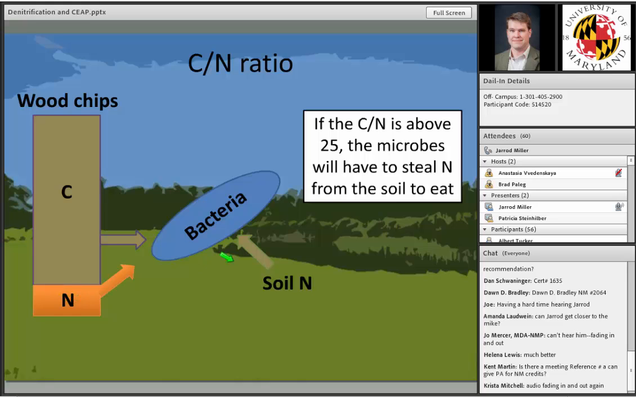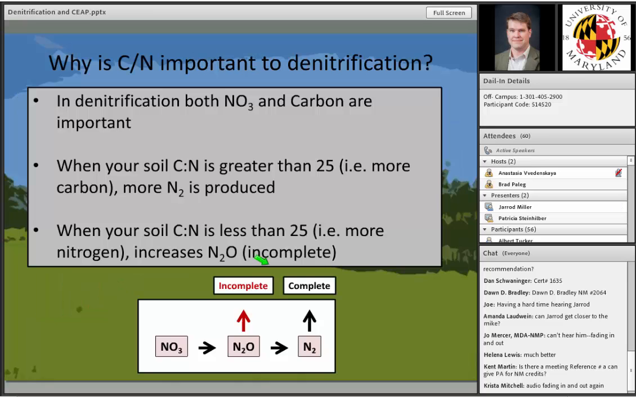For denitrification, C to N ratio is more important in terms of what's in the soil. It's not the material you're adding, but the overall C to N ratio of the soil itself. So for denitrification, both nitrate and carbon are important. If your soil C to N is greater than 25, it means it has more carbon, more dinitrogen gas is produced. That means the reaction goes all the way to completion. When your soil C to N is less than 25, you have more incomplete.